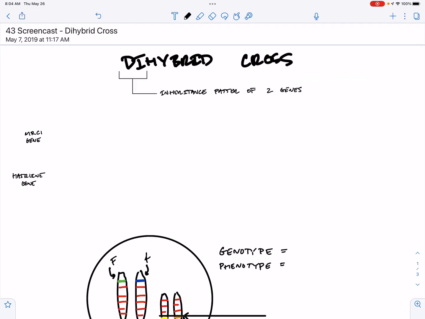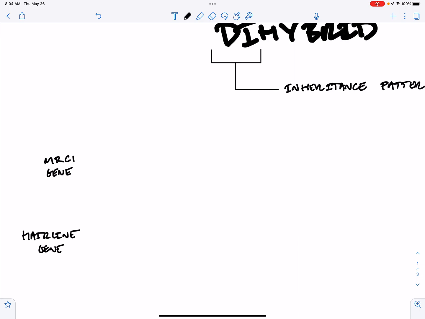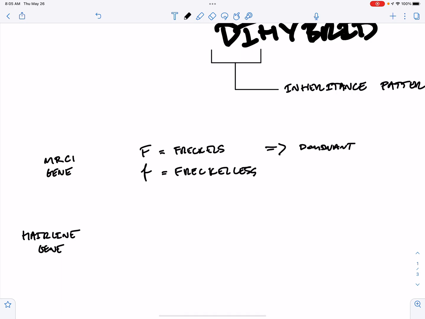And the two genes that we're going to be examining are, once again, the MRC1 gene. So we have the freckles allele and the freckleless allele. And this allele is dominant, and the freckleless allele is recessive.